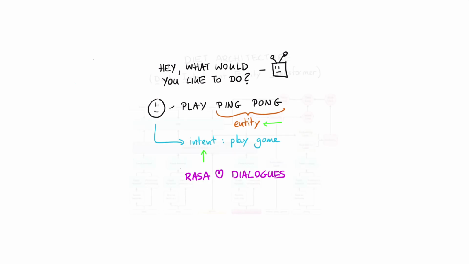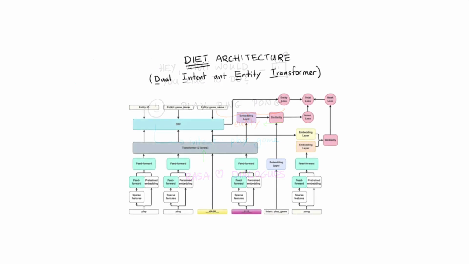So we're happy to announce a new architecture, DIET. DIET stands for Dual Intent and Entity Transformer. It's a neural network architecture that we've designed to handle both intents and entity extraction. There's a lot of properties that we think are very interesting about this approach, and we've also open sourced it inside of Rasa in our latest release.